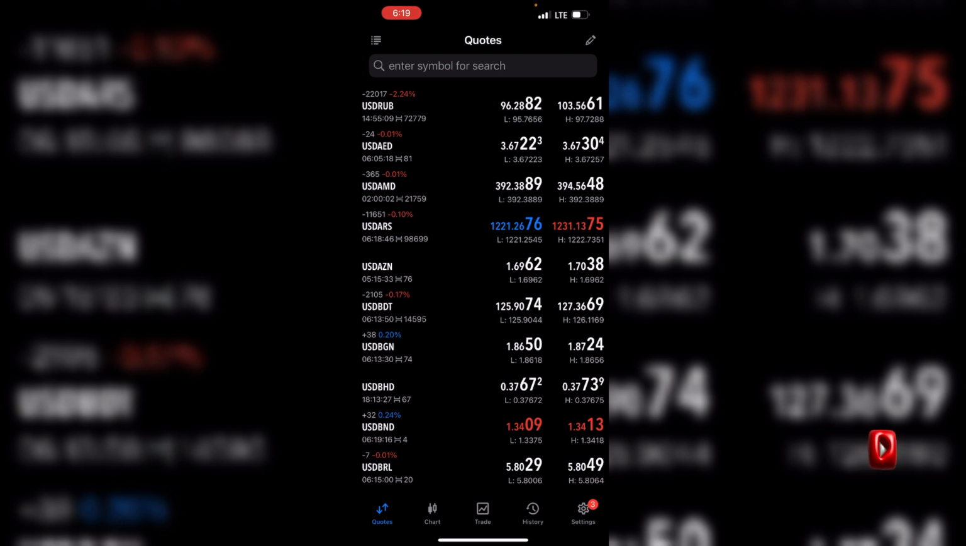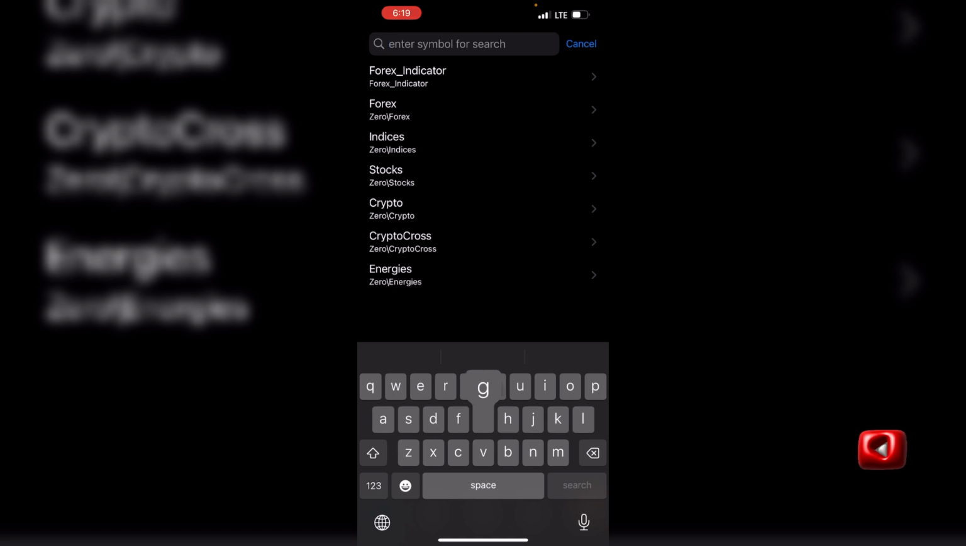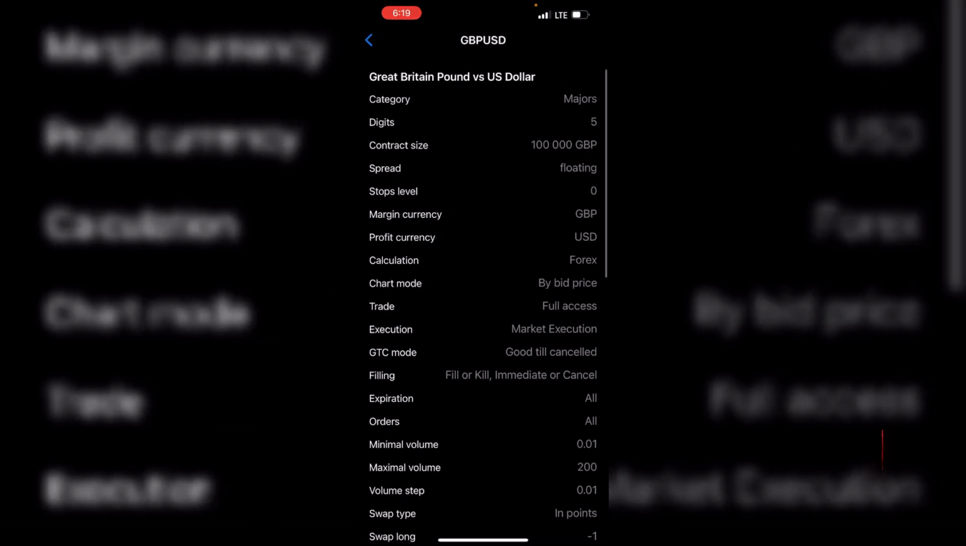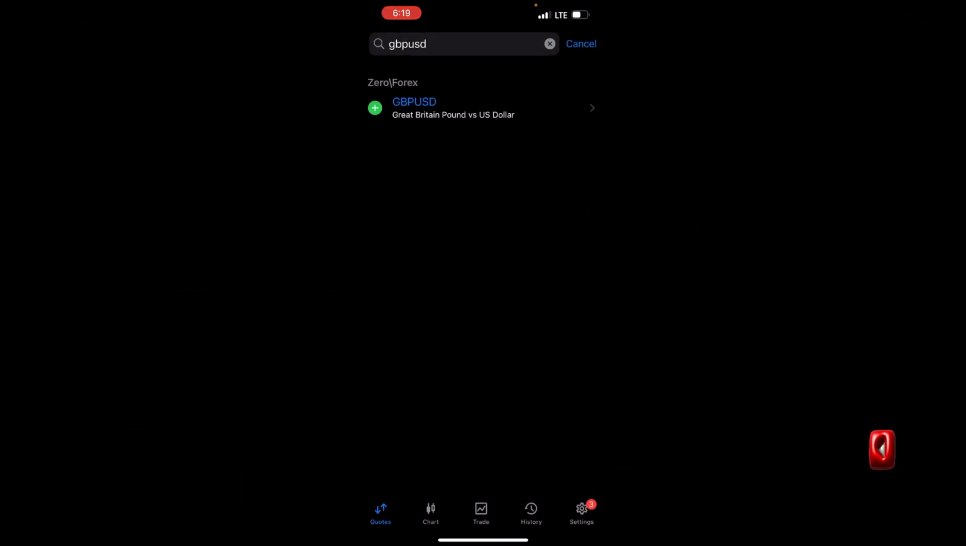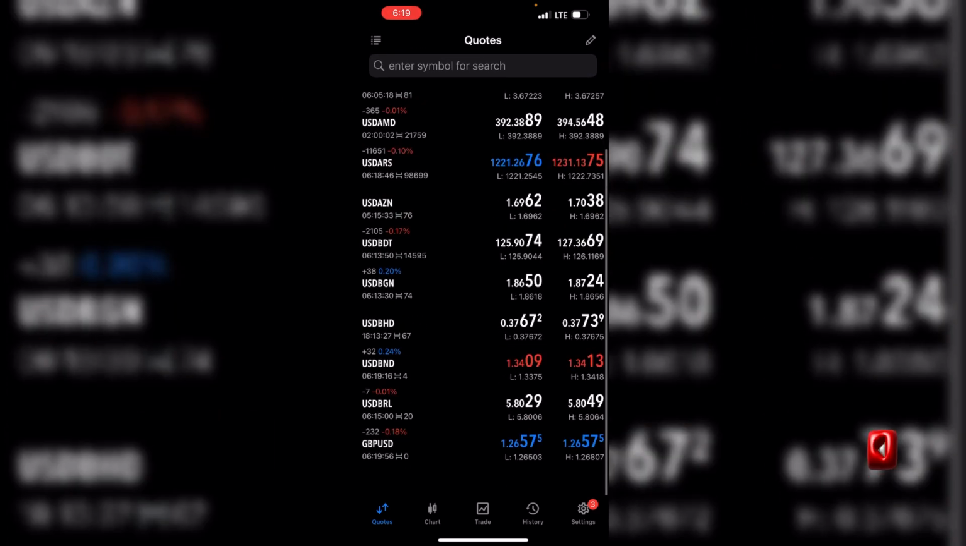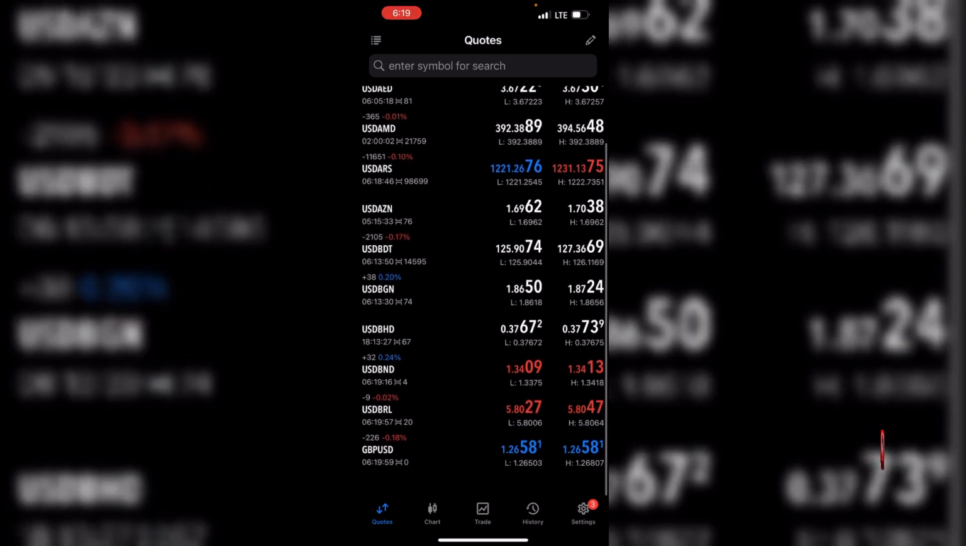So let's look for the asset GBP USD. So GBP USD. Now this is it. So the next thing to do is to click on the plus. If you click on the asset like this, it's going to open something like this. You have to click on the plus. So it's added. We go back to cancel. Then we have our code. So let's scroll there. You have it down there.